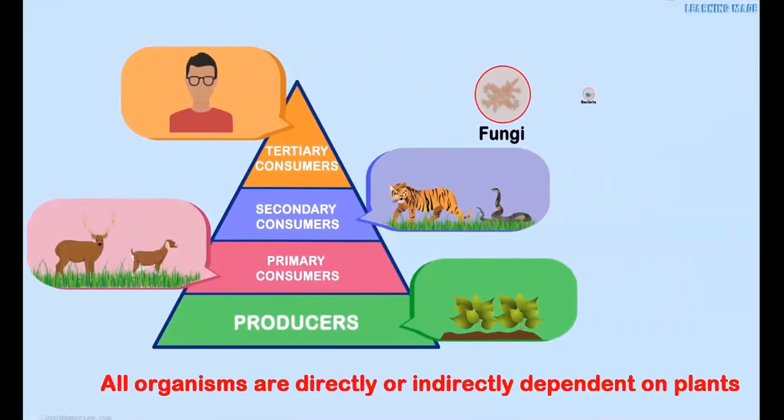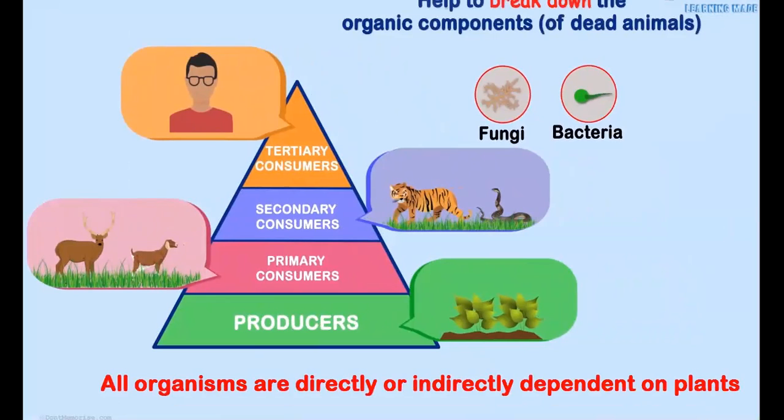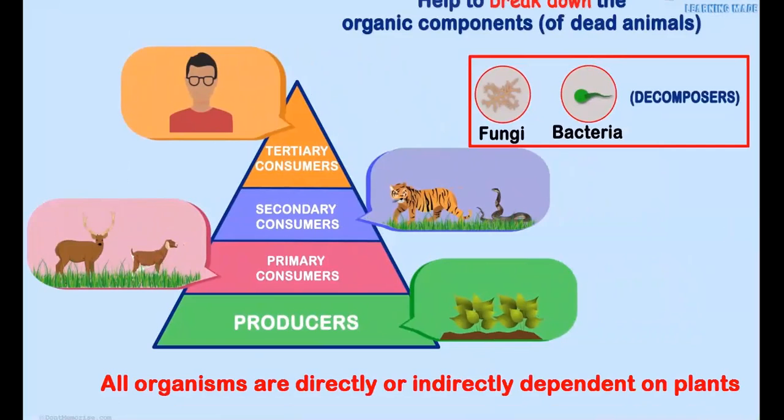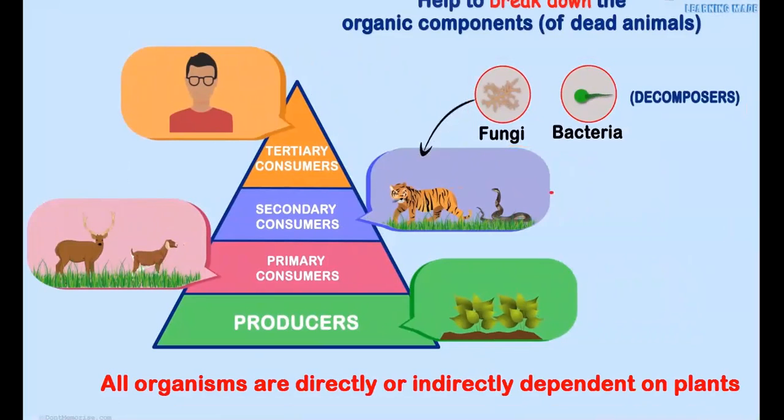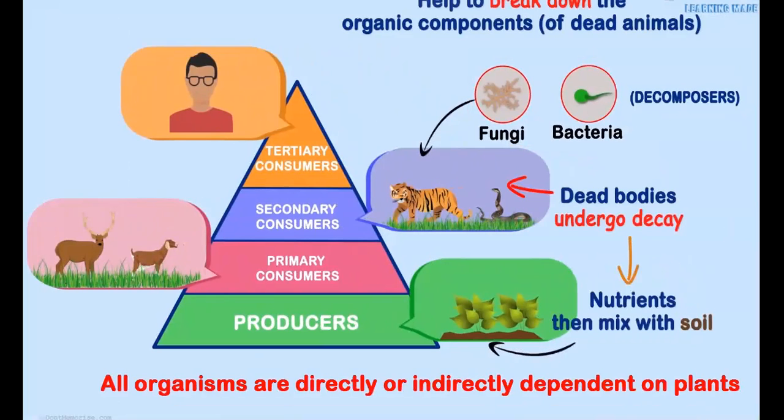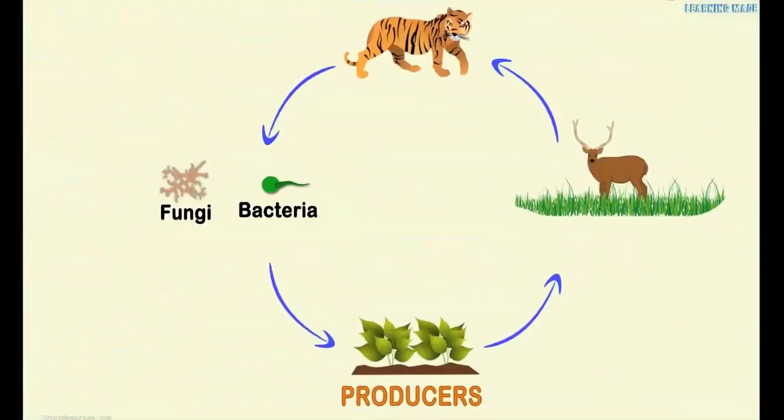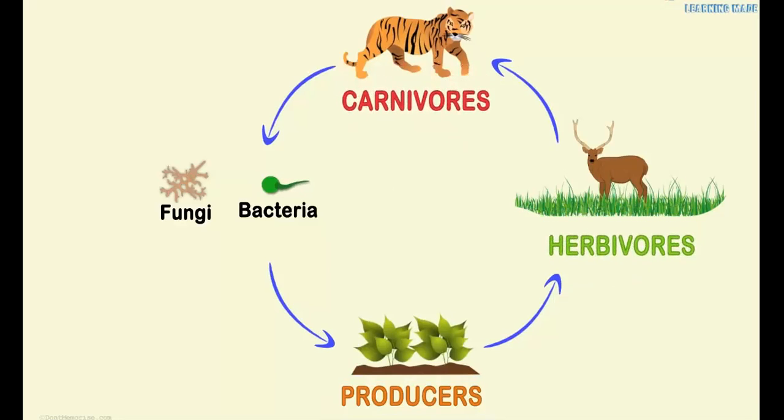What are the fungi and bacteria that help break down the organic components of the dead animals called? They are called the decomposers. When carnivores die, their body remains undergo decay, and these nutrients then mix up with the soil. I will show you a relation, and I want you to name the different categories in this relation. Plants are the producers, the deer is an herbivore, and the tiger which eats the deer is a carnivore.